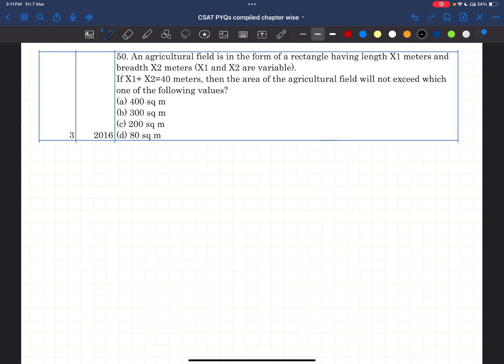An agriculture field is in the form of a rectangle having length x1 meters and breadth x2 meters. If x1 plus x2 is equal to 40 meters, then the area of the agriculture field will not exceed which one of the following values? We know that for maximum area of a rectangle, the condition is x1 is equal to x2. That means it should be a square.